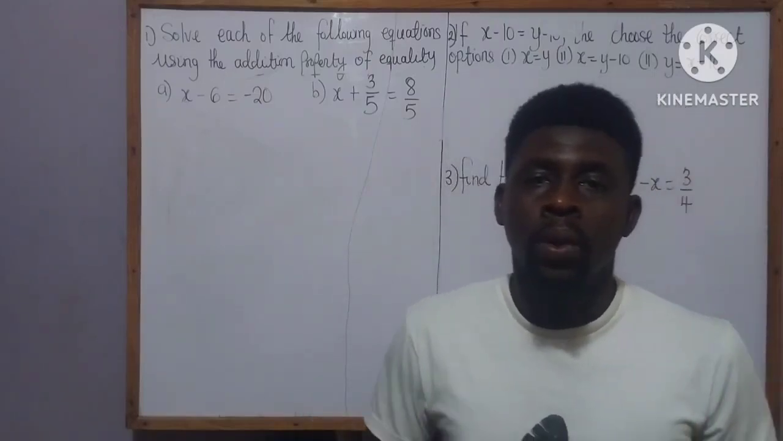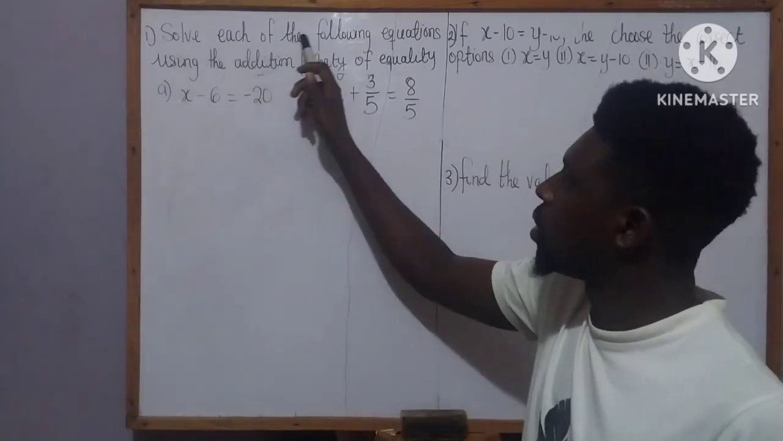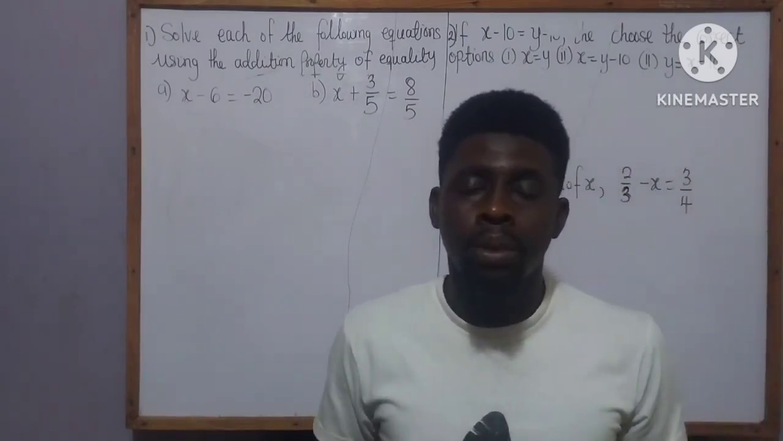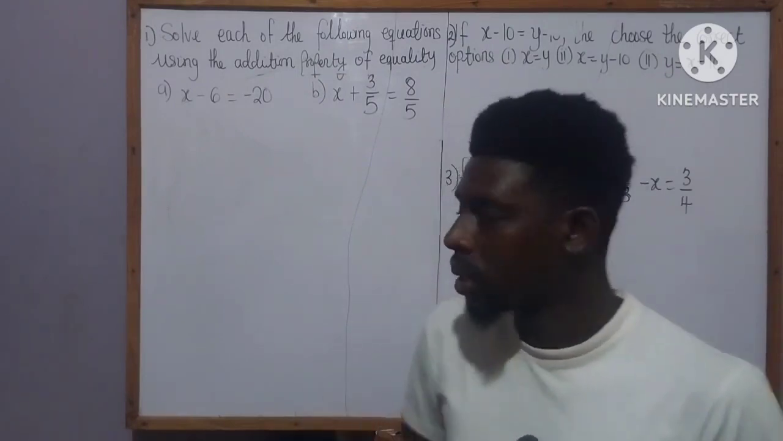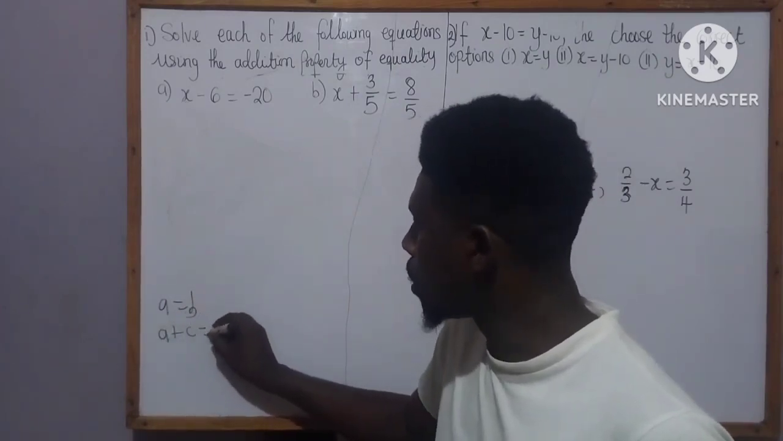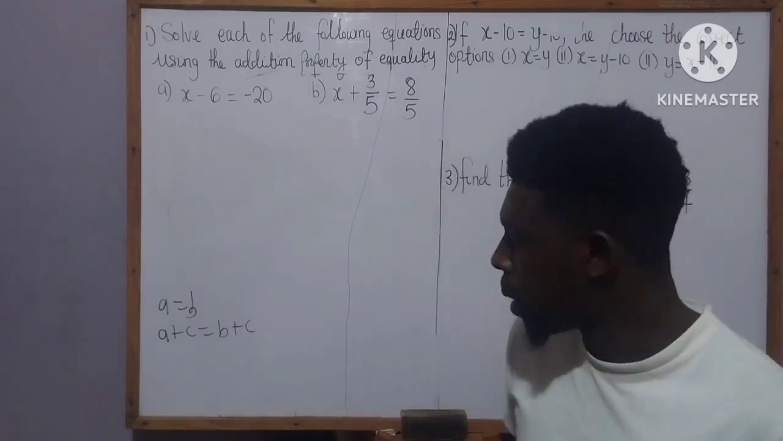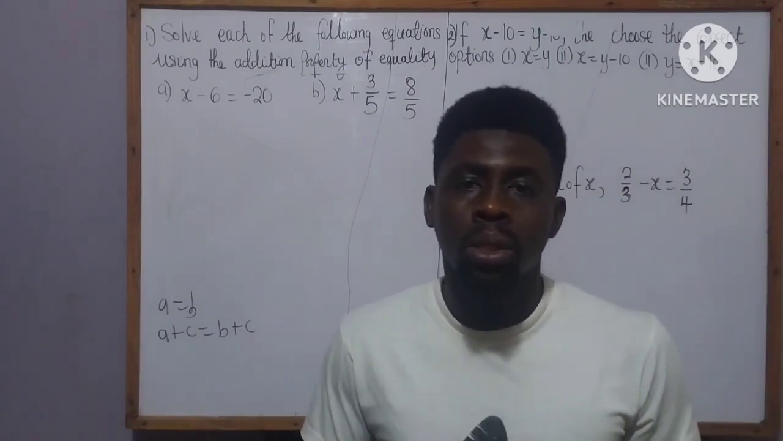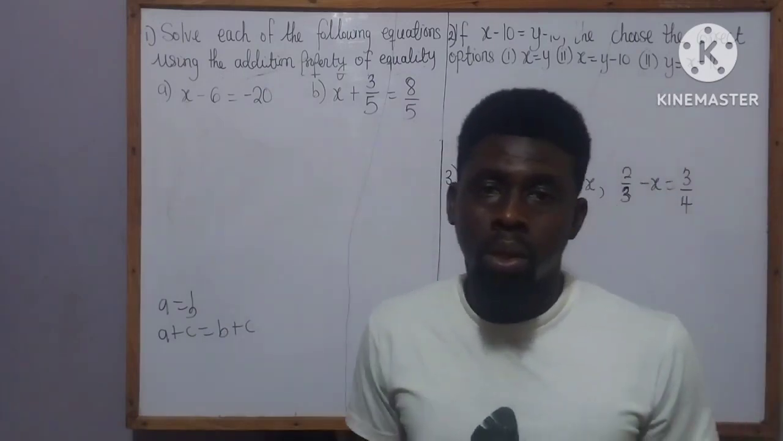In our lesson today, we will be solving more examples on equations. On the board, we have to solve each of the following equations using the addition property of equality. In our previous lesson, we looked at what the addition property of equality was, which states that if A is equal to B, then A plus C is equal to B plus C, meaning that if the same value or the same number is added to both sides of an equation, then the two sides of the equation will still remain equal. Now let's use this knowledge in solving the equations on the board.